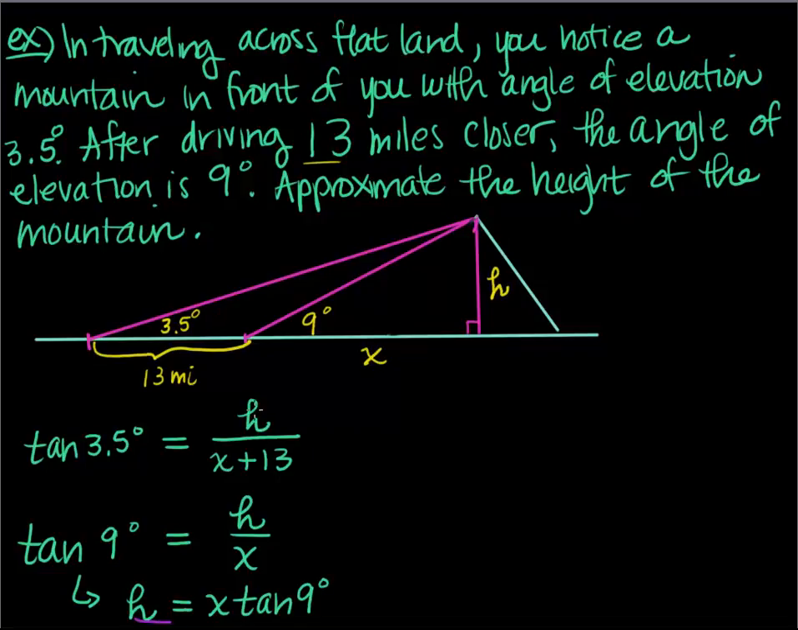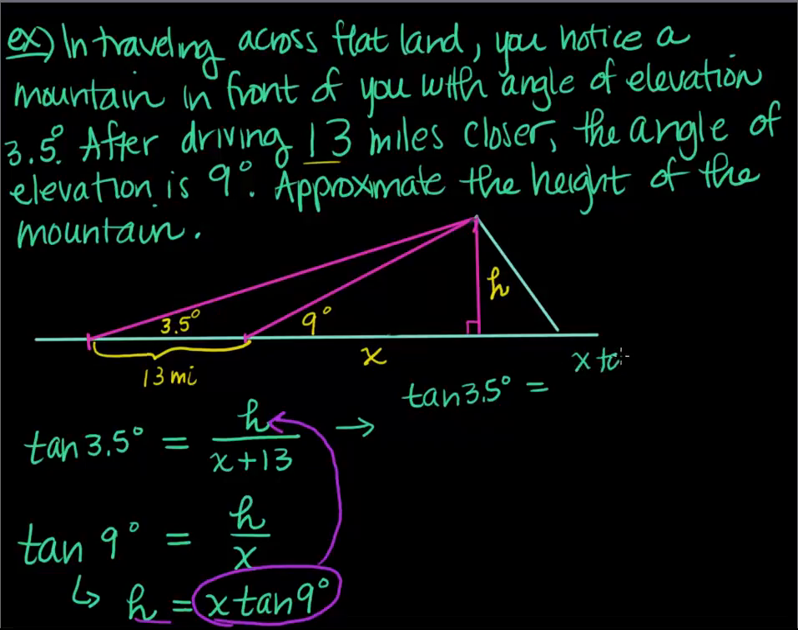So this H right here, I'm going to take this. I'm using substitution, which we used in 1400, right? And I'm going to plug it in for that H right there. And then we'll see how to solve this. So I would get, I'm going to need some room, so I'm going to try and write kind of small. Tangent of 3.5 degrees equals X times the tangent of 9 degrees all over X plus 13.